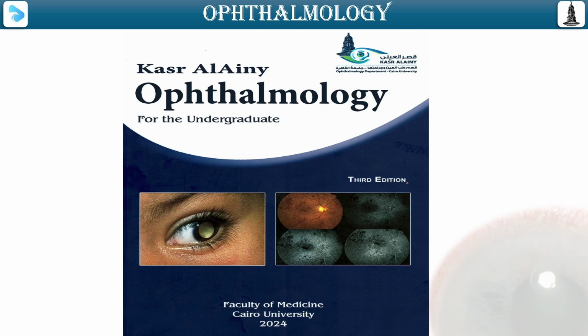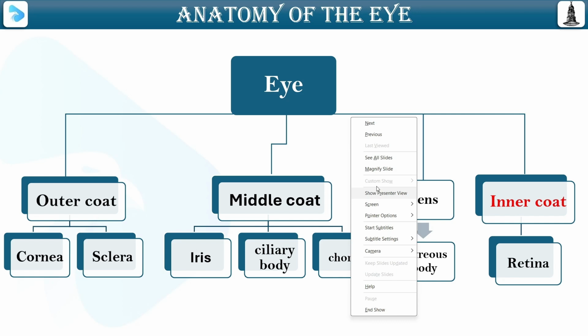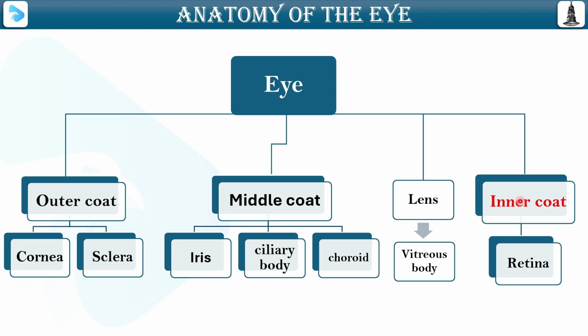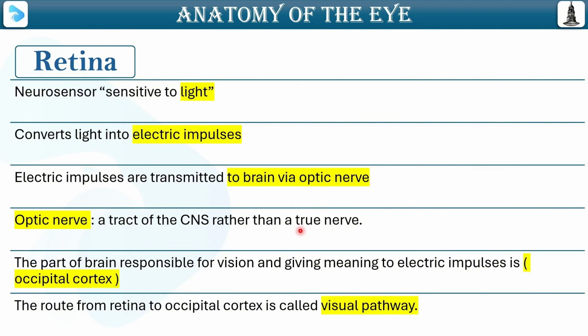Now let's see the department book. So, here we go. The innermost layer of the eye is called the retina. Inner coat, retina. The retina is a neurosensor. What is that sensor sensitive to? The light. So the retina converts light into electric impulses. These electric impulses are transmitted to the brain via the optic nerve.